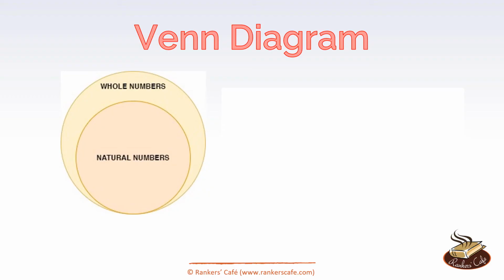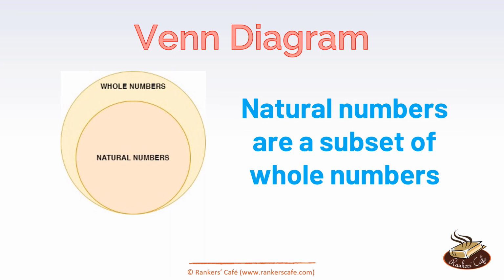And now let us move on to the final topic of whole numbers, which is representing whole numbers and natural numbers in a Venn diagram. As a Venn diagram, the sets of whole numbers and natural numbers is represented as shown. As can be seen, natural numbers are a subset of whole numbers. Since the circle representing natural numbers lies completely within the circle representing whole numbers, natural numbers are a proper subset of whole numbers. In other words, every natural number is a whole number, but every whole number is not a natural number.